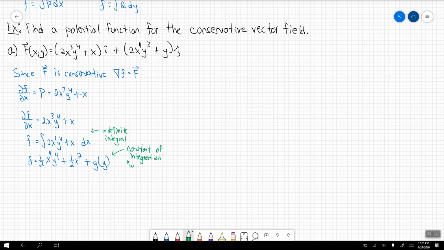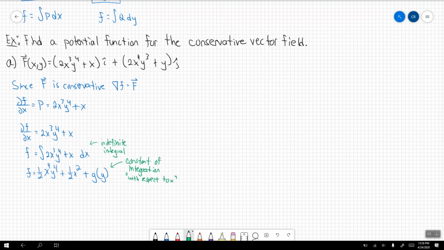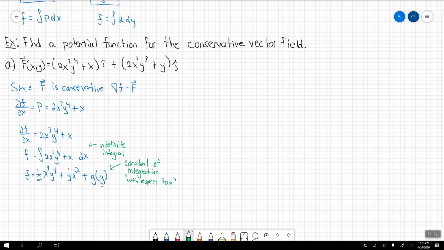And because this was with respect to x, if I have some y value, then naturally it goes away when I take the derivative with respect to x. All right, awesome. This is really good, because at this point I now have my potential function. The only thing that I need to do is figure out what this constant is in terms of y.